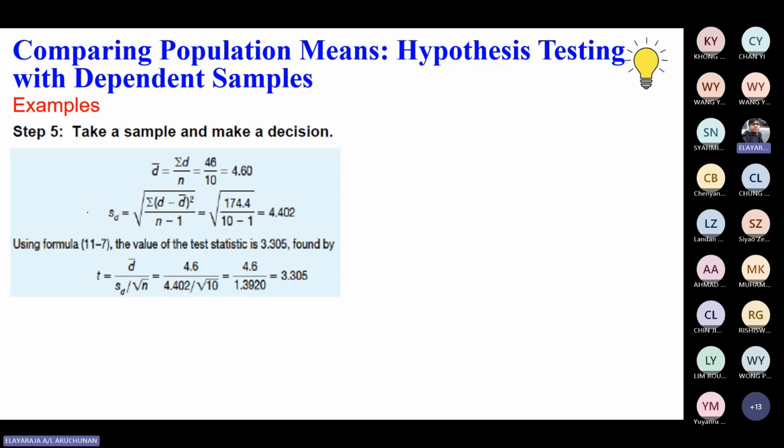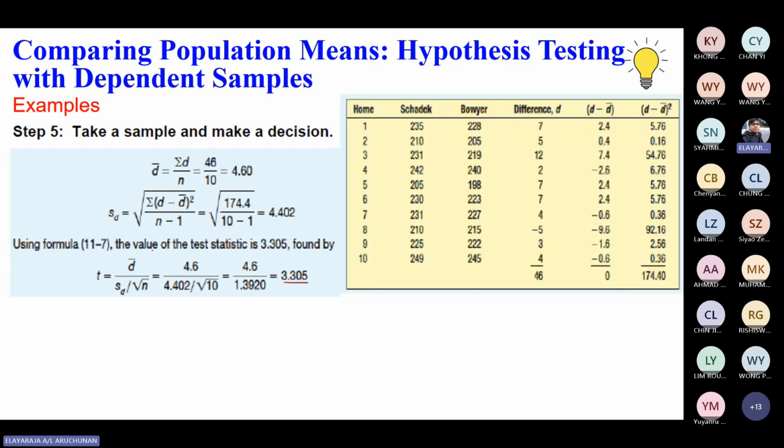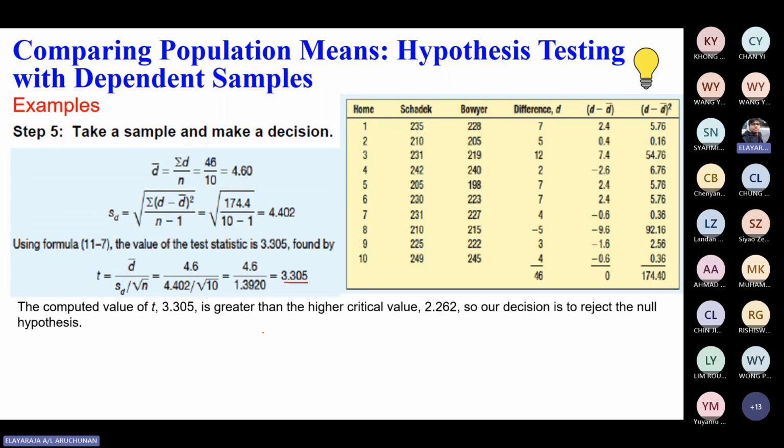So just now we saw the formula, right? So t equals the mean of d over sd over square root of n. And we substitute all these values that we obtained, and we get a t value of 3.305. So we can simplify it in the form of a table. So we got 3.305. So we compare that t value with the critical value of t that we obtained.